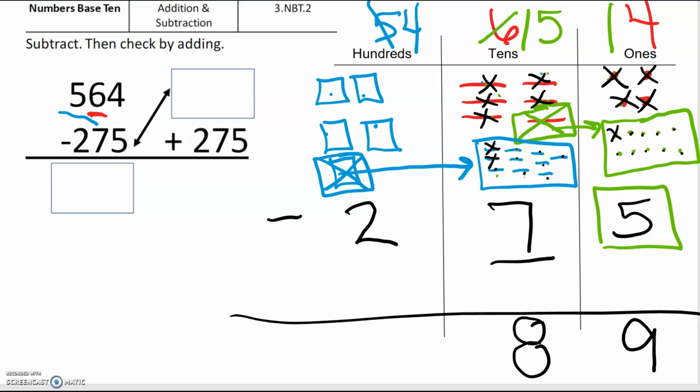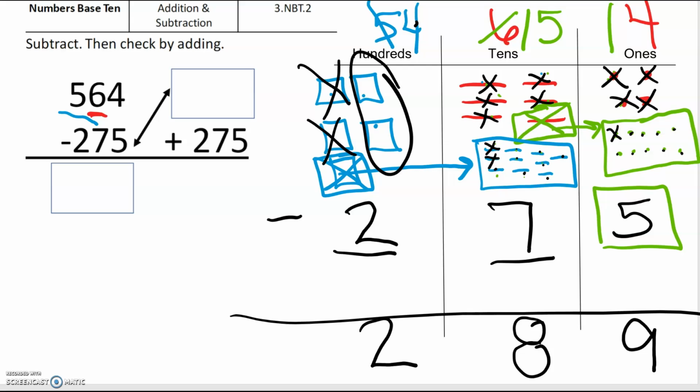I can now go over to my hundreds. I need to take away 2 hundreds. I have 4 of them, so I can take away 2, and that leaves me with my 2 right there. So my answer is 289.